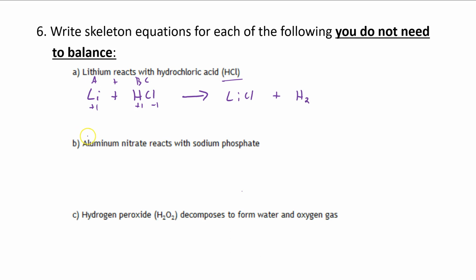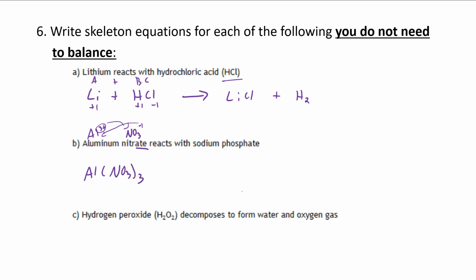All right, next one. I've got aluminum nitrate. So that's an Al3+. Okay, nitrate. Notice it does not say nitride. Nitrate. The ATE tells me it is my polyatomic ion, which is an NO3, and that's a -1, right? And that reacts with sodium phosphate. But let's first write my formula for aluminum nitrate. So I've got a -1 here associated. So the 1 goes to the aluminum, the 3 goes to the nitrate.